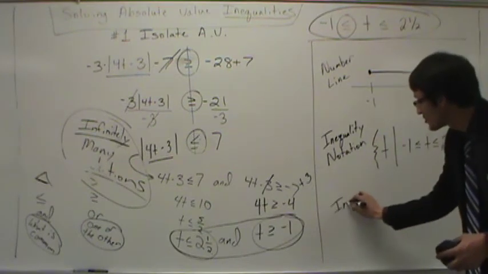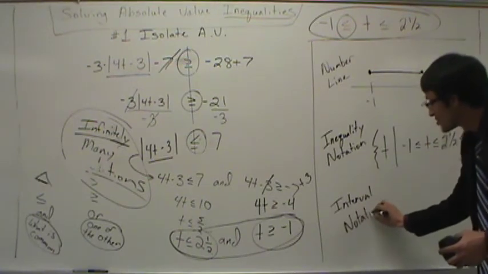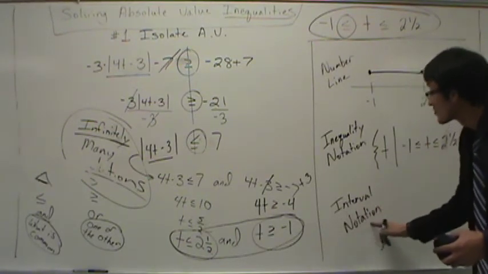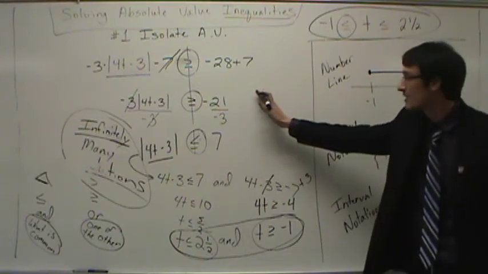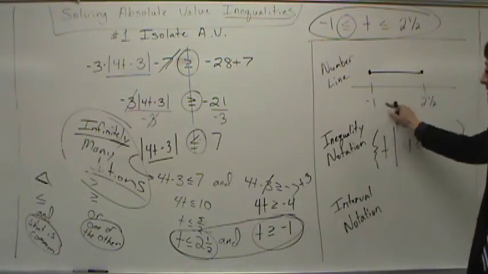Lastly, interval notation. Remember, interval notation is what? Left to right, left to right. So we're going to read left to right. Nothing out here, nothing, nothing, nothing. Where does it start? Well, the numbers that make it true are the numbers between negative 1 and 2.5.